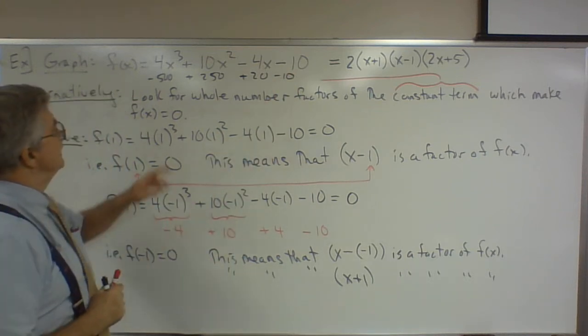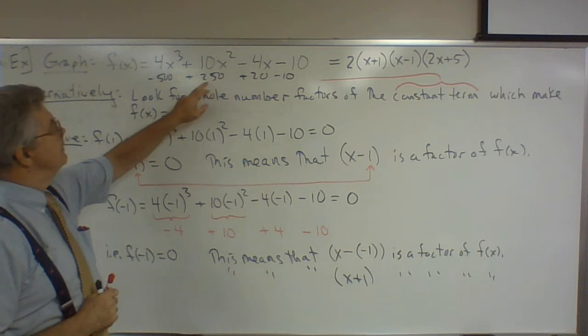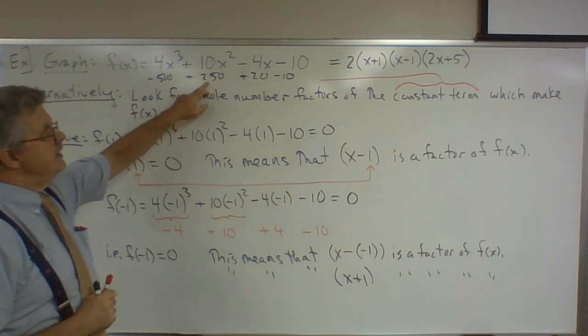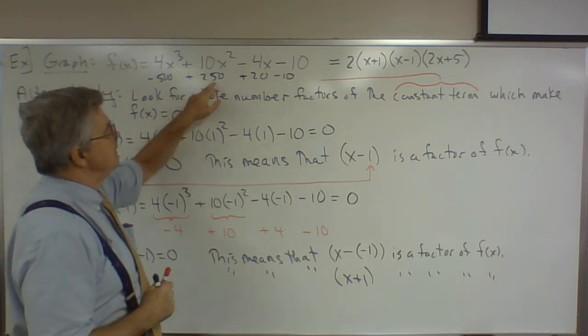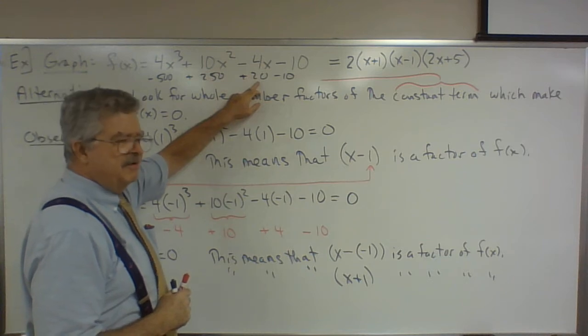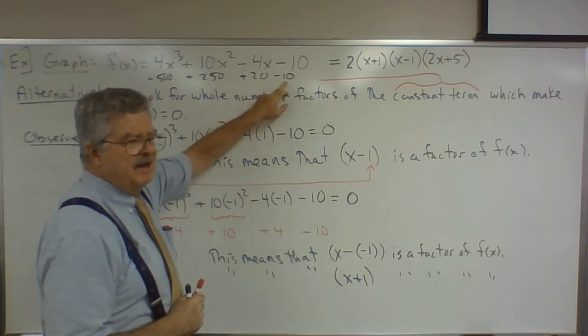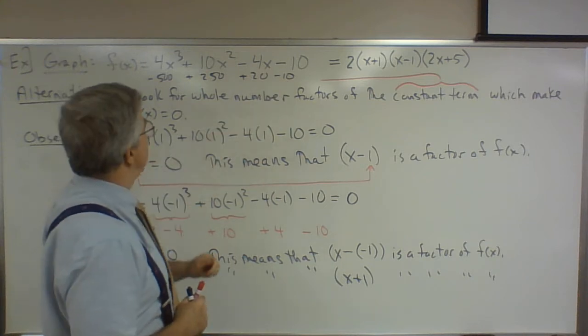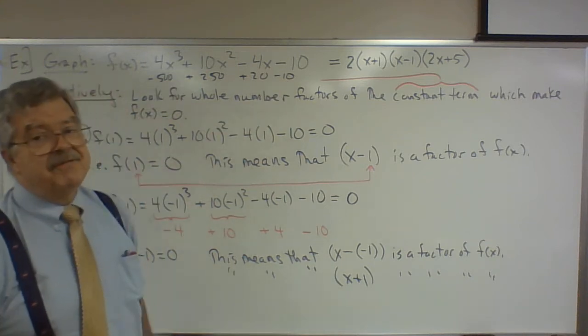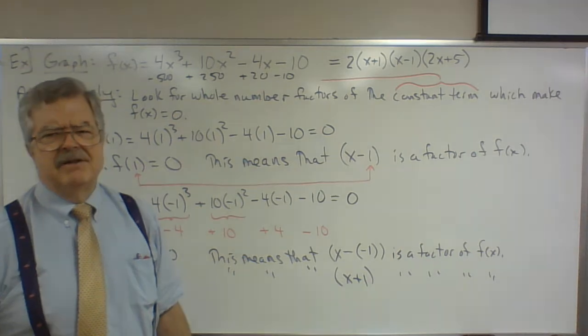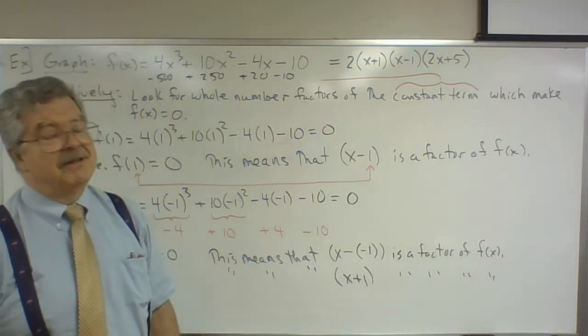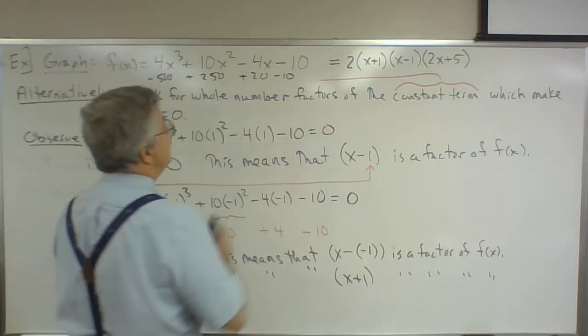Okay, let's see. Negative 500 plus 250 is negative 250. Plus 20 is negative 230. Minus 10 is negative 240. We plug in negative 5, we get negative 240. That's definitely not 0 either. Okay.